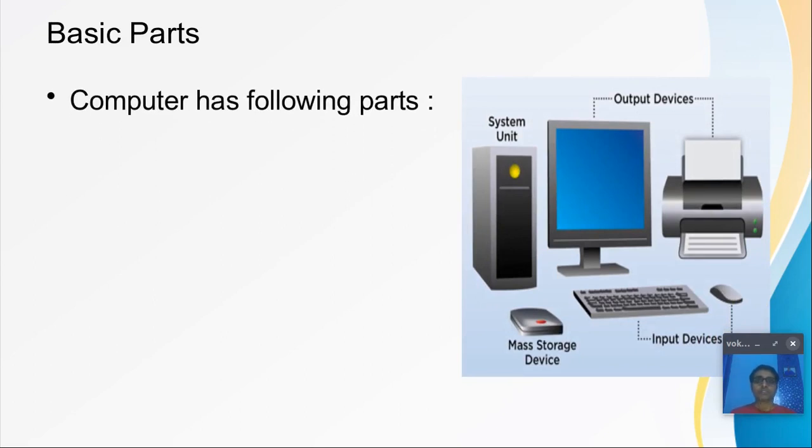So the computer has the following parts. Number 1, it has an input unit. Number 2, it has an output unit, and the most important part, it has a CPU, that is the central processing unit. So let's see what these units are.